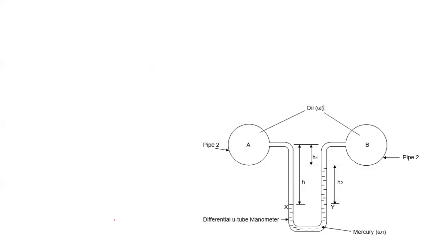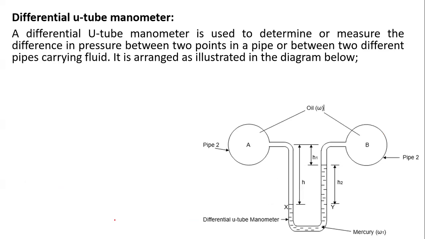Then we also have a U-tube manometer. This is the differential U-tube manometer. The importance of this one is to determine the difference in pressure between 2 points in fluid flow. When fluid is there, you need to know how much pressure is here, how much pressure is there. But what is the difference in pressure between these 2 points? That is where this differential manometer comes in.